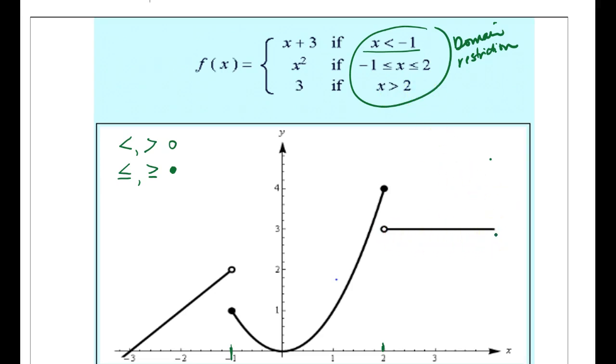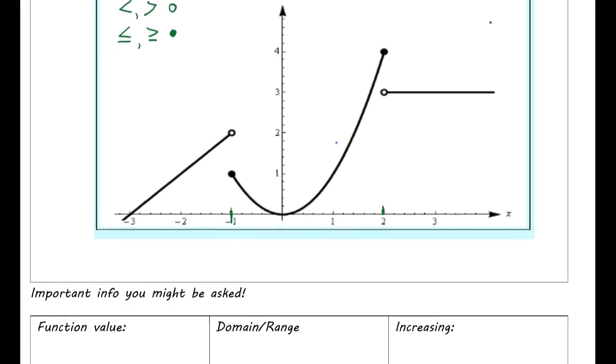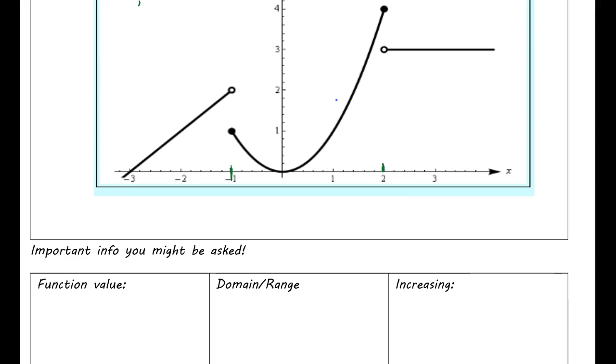Okay, so you are going to be asked all kinds of good stuff, and that's what these boxes down here are going to help us with. The most important thing that teachers are going to start with is function value. Function value is where the point exists, okay? The way it's going to be phrased is something like f of something is equal to something. So it will look like this.